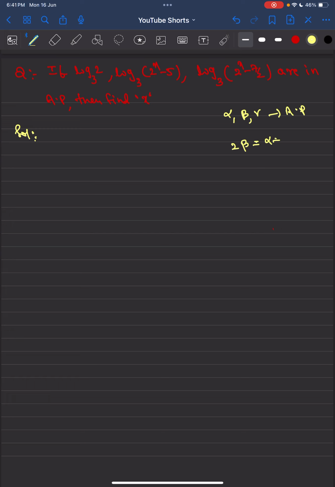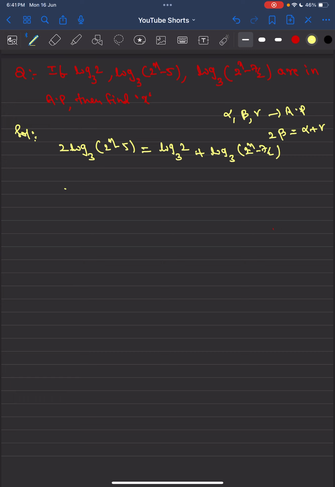2 beta is equal to alpha plus gamma. This is the condition. So if you impose that condition, then 2 beta means 2 into the middle term, that is 2 log base 3 of (2^x minus 5) is equal to alpha plus gamma. Alpha, the first term, is what? Log base 3 of 2, plus the third term, that is log base 3 of (2^x minus 7/2).